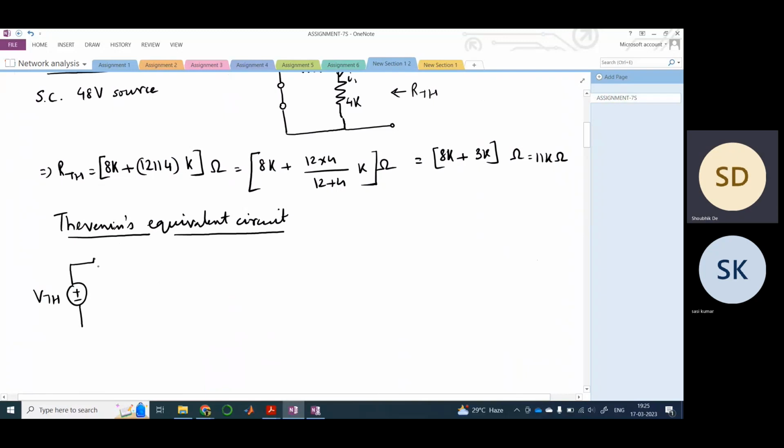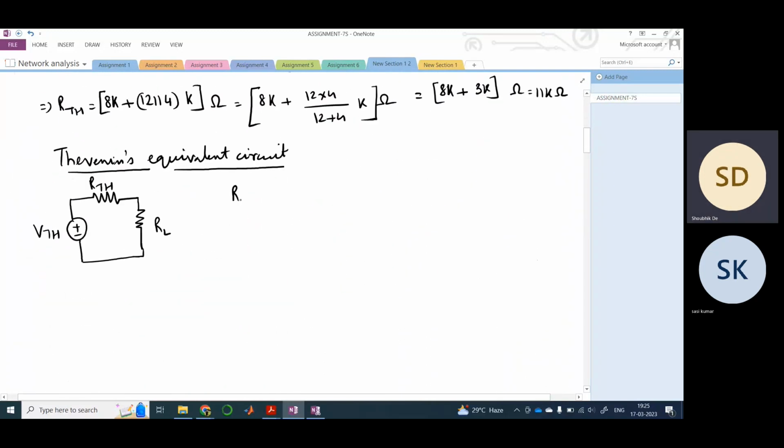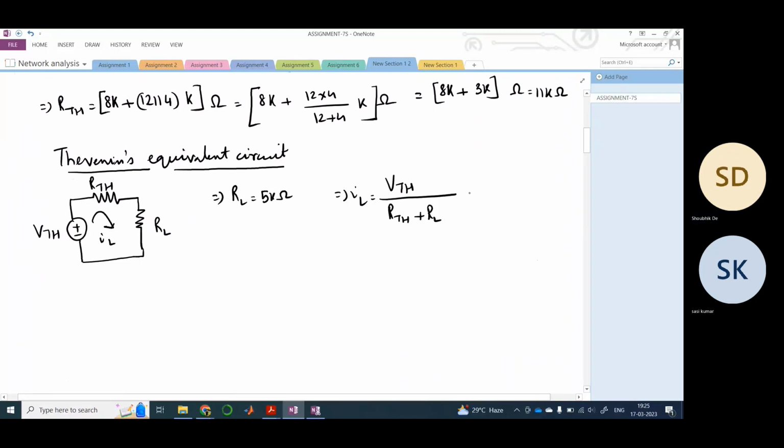It would be VTH. We just saw that RTH comes in series with this. So VTH, RTH, and then of course this load resistance is there. This is the load resistance RL, which is 5 kilo ohm. Therefore the current flowing through this circuit is IL. So what would be IL? IL is VTH divided by RTH plus RL.